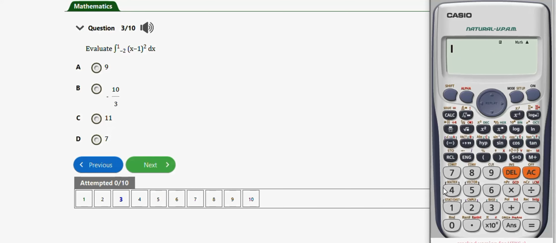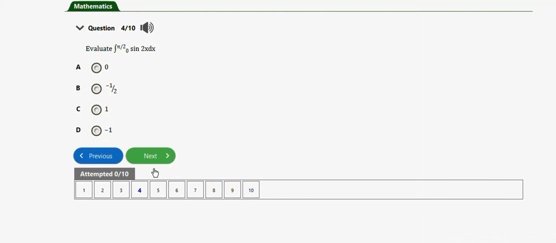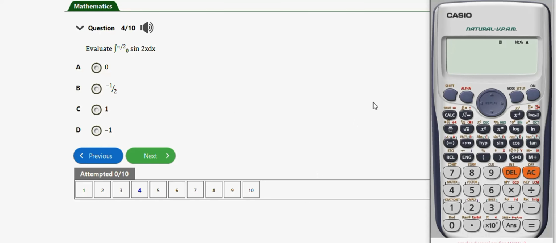Let's solve the next repeated question, which is this one. It says evaluate. The upper limit is pi over 2, the lower limit is 0, and we have sin 2x dx. Let's bring the calculator and solve. This is a definite integral, so we have the upper limit in fractions, which is pi over 2.